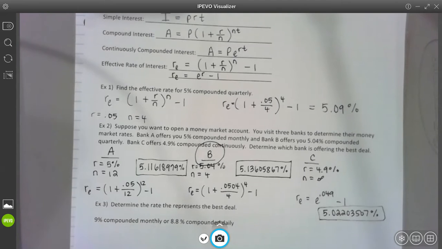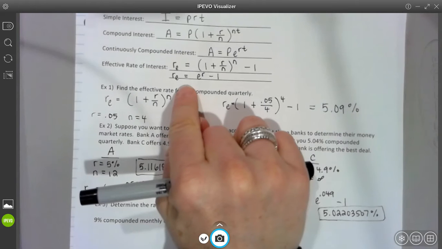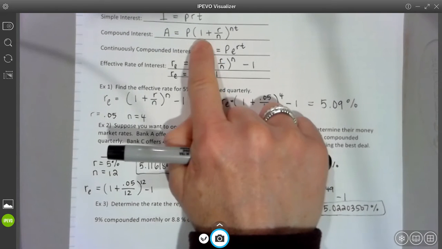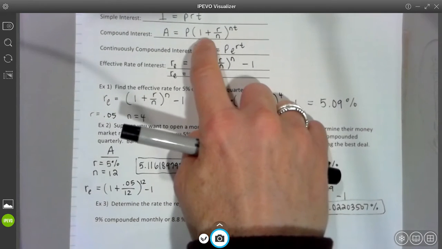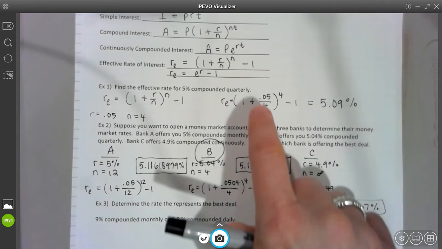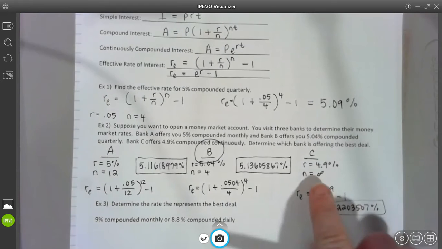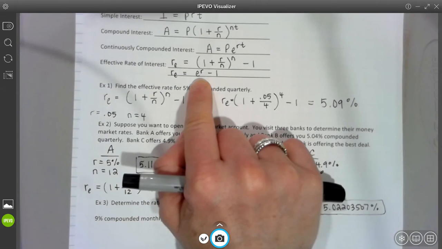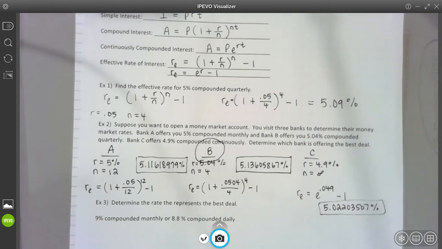What's up? How come for C you wrote e and then 0.049 minus 1 instead of the other equation? Because according to the effective rate formulas, you use a different formula when your interest is compounded continuously, I would use PERT versus this one. See, these two problems, you would use this compound interest formula, and then with this problem, you would use the PERT formula. So since your interest is being compounded continuously, you use a different effective rate formula. Does that make sense? Right. Okay. Because it's continuously compounded. Exactly. Only because of the word continuously. That's why.